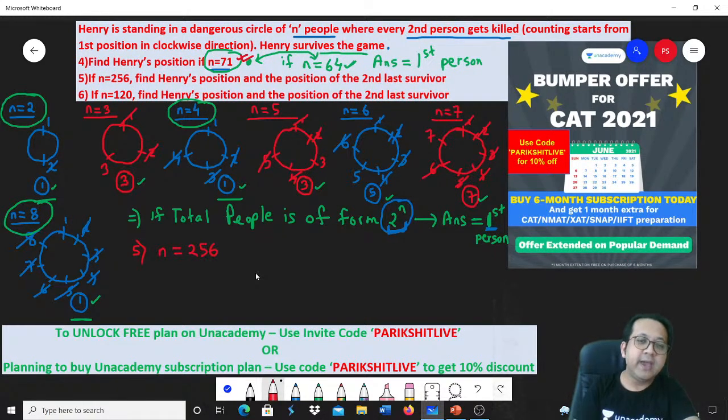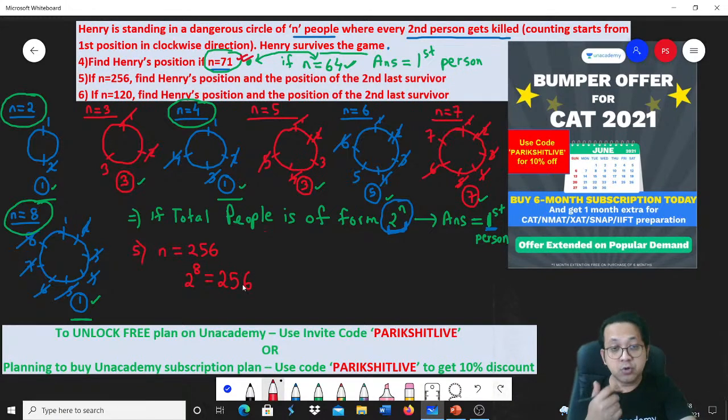Fine. Let's continue. N is 256. First you check, is 256 a power of 2? 2 to the power 8 is 256. Super awesome. It is already of the form 2 to the power n. You don't have to do anything.